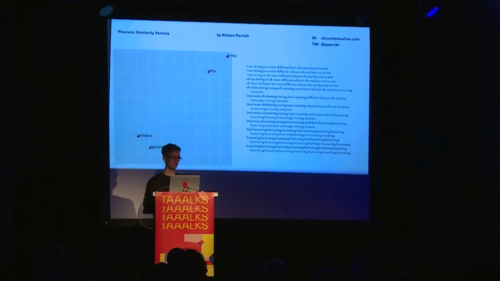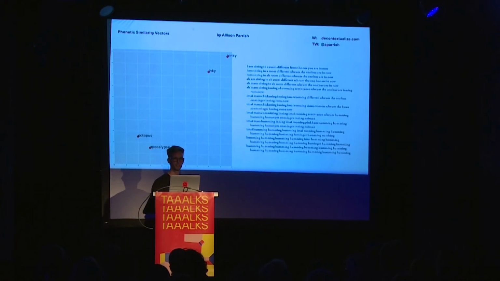Like Allison Parrish, she is a professor at NYU. She's doing crazy work using poetry and words. For example, she did a lot of work with the phonetics of words, so how words actually sound. If you think about the words you see on the left, like inky and kinky, they have a similar sound, or octopus and a couple lips. But there's no system for something like this.